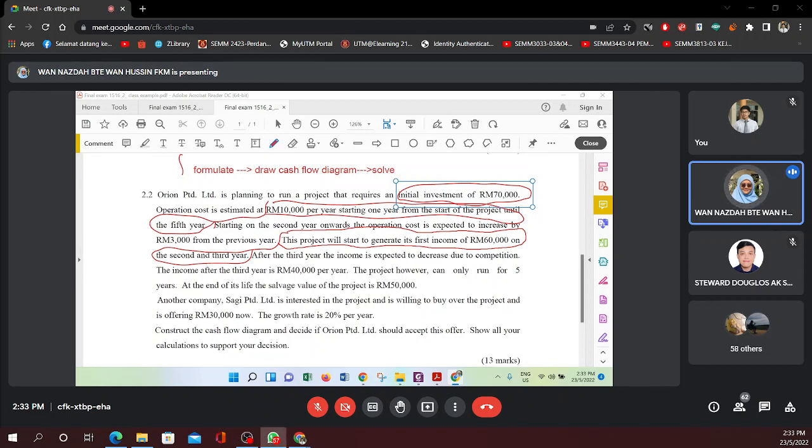For the 40,000, it does not happen only 1 year. It is stated in the question that after the third year, the income is expected to decrease, and the income after the third year is 40,000 per year. The project, however, can only run for 5 years, meaning that the income from the third year up to the fifth year is 40,000. Steward? Oh, so I need to draw one more line to the fifth year?